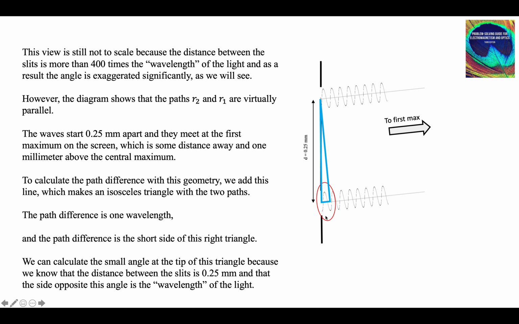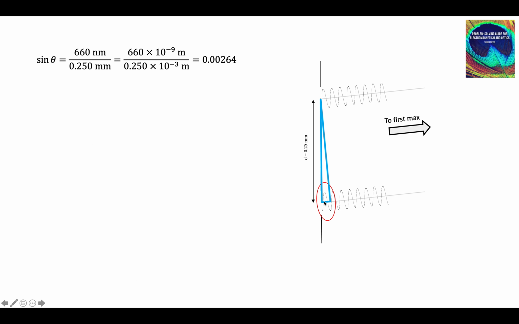We can calculate the small angle at the tip of this triangle because we know what the slit distance is, 0.25 millimeters, and we know what that distance is. It's the 1 wavelength of light, 660 nanometers. So sine theta, even though it's not exactly a right angle, we're using sine theta. That's the opposite side. That's the hypotenuse. And we convert to meters or whatever you want to convert to. They have to have the same units. And we get 0.00264. That's sine theta.